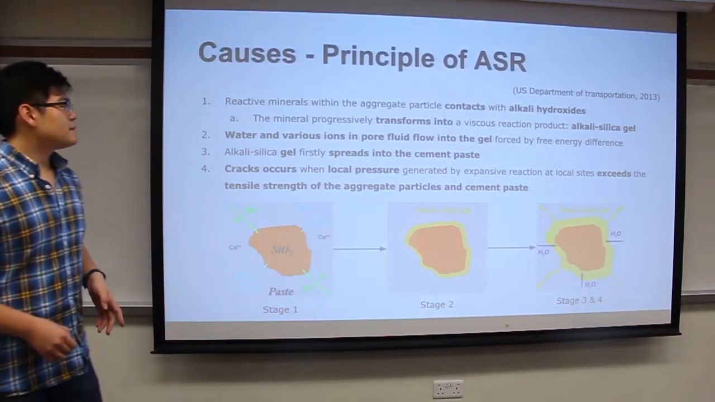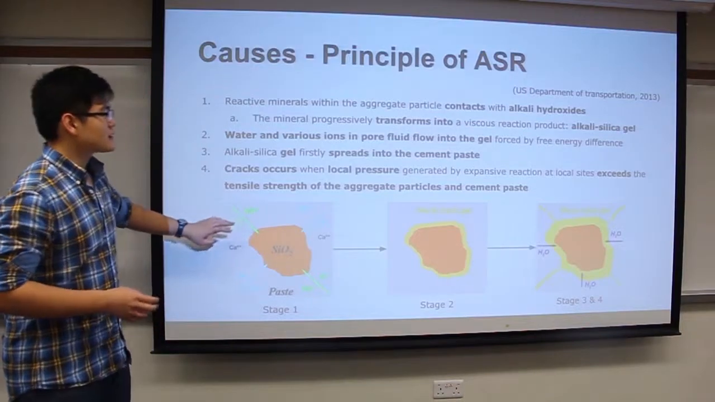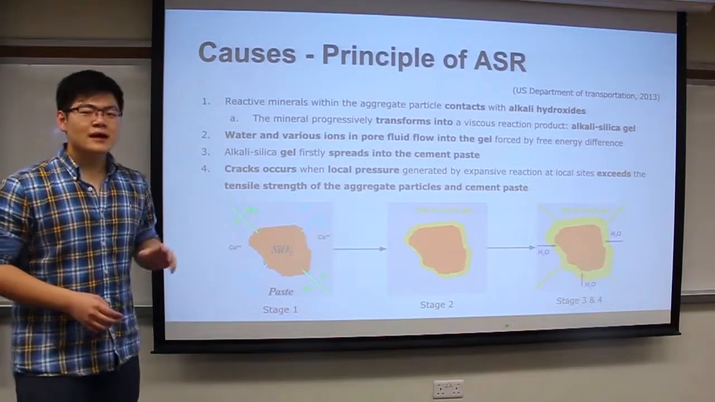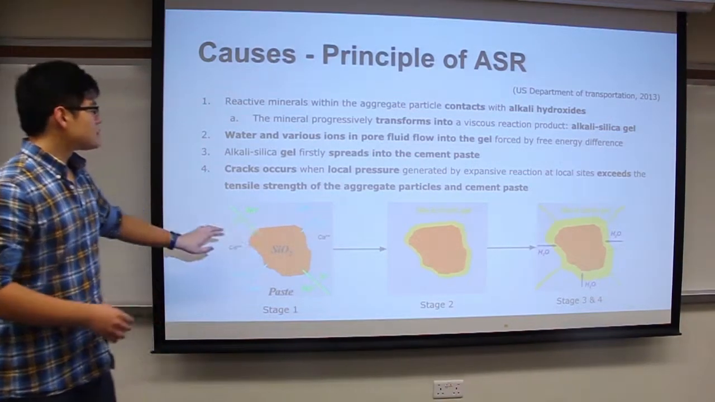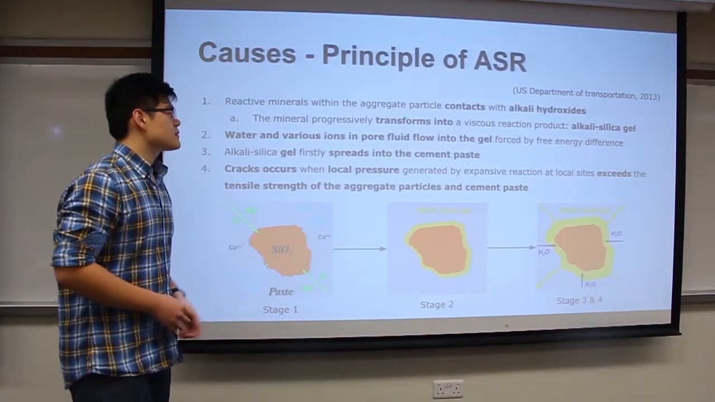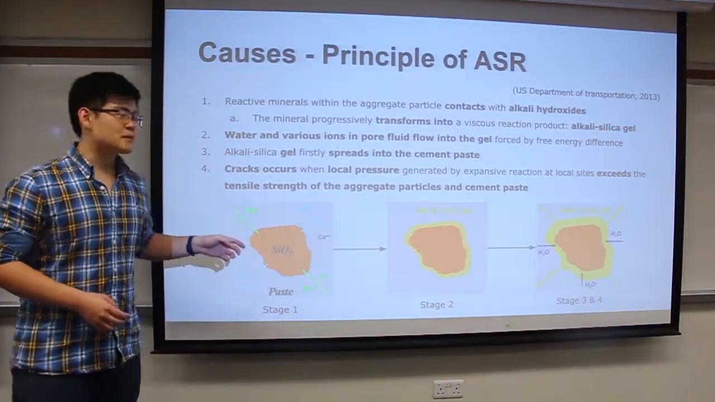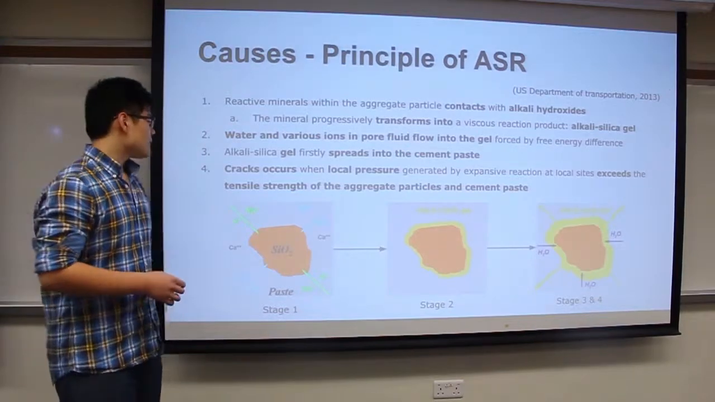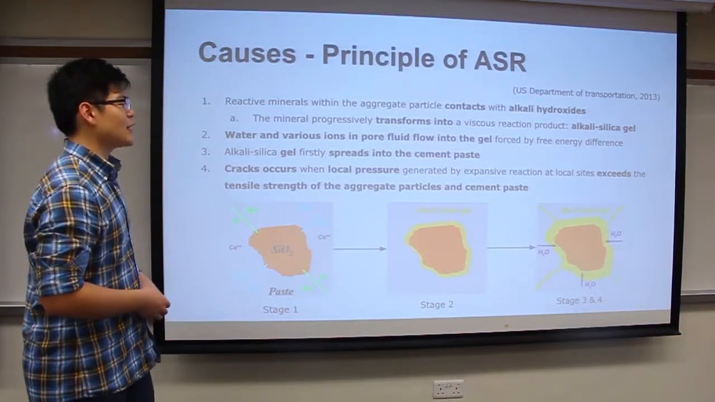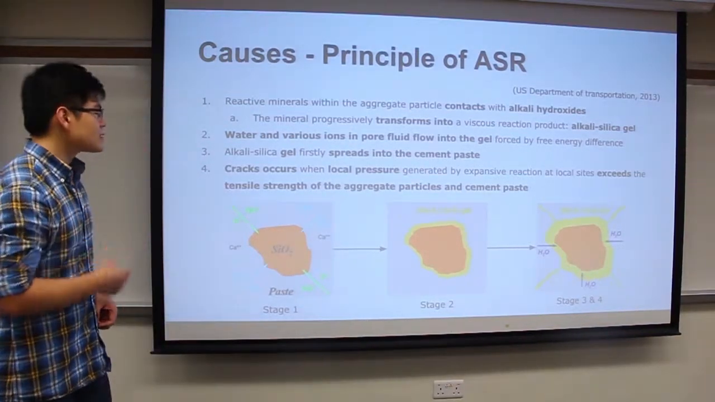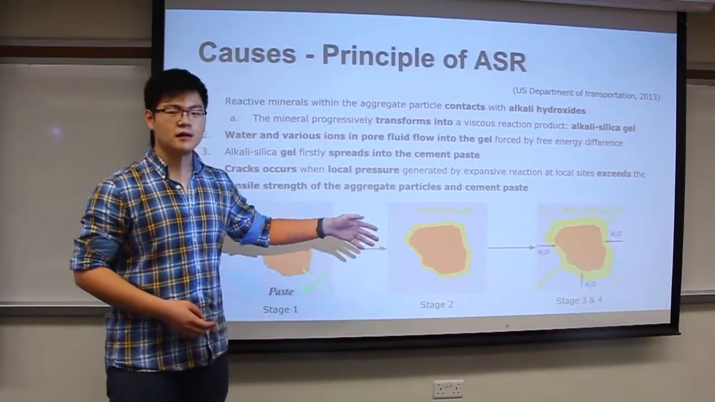First, the reactive minerals within the aggregate particles contact with alkali hydroxide, and it progressively transforms into an alkali silica gel. And then water and various ions in pore fluid flow into the gel, and the gel spreads into the cement paste. And finally, the cracks occur when local pressure generated by expansive reaction at local sites exceeds the tensile stress of the aggregate particles and cement paste, as shown by the third picture.